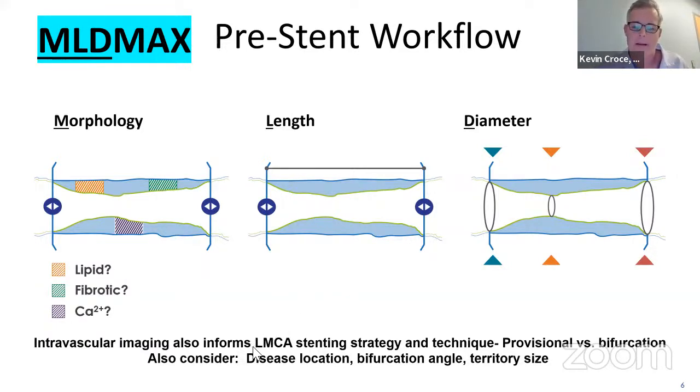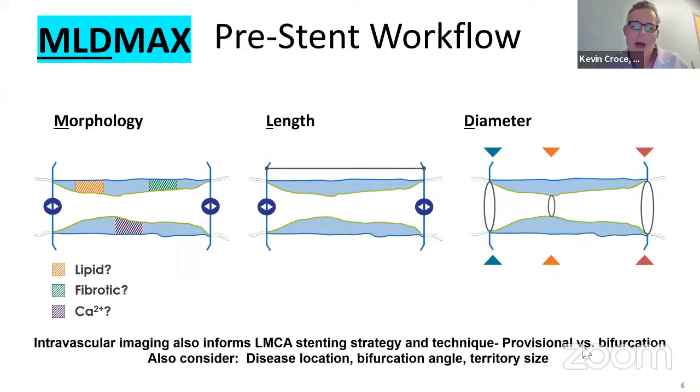The other thing with regard to left main PCI, which is important with the intravascular imaging, is it helps us to understand strategy and technique. We can make decisions about provisional versus bifurcation stenting, and it can also allow us to understand which bifurcation stenting technique we might like to apply. Things we also consider are disease location and things not shown with the imaging, such as the bifurcation angle and the territory size. And I found it really interesting that Akiko is going to be able to predict that there wouldn't be plaque shift based on the imaging, which is a new way I'll look at OCT in the future.